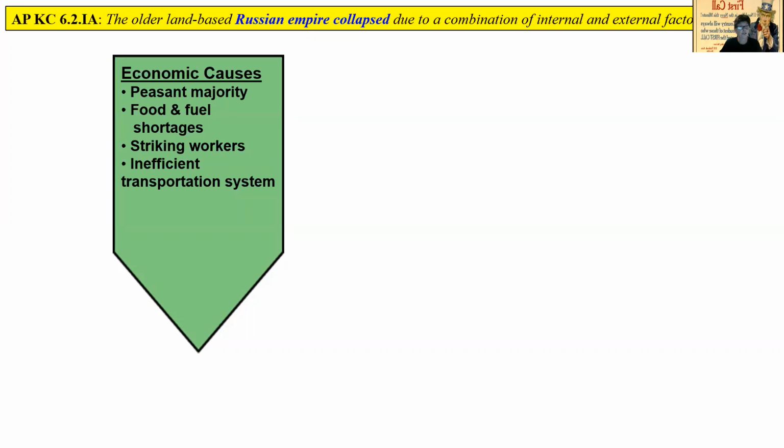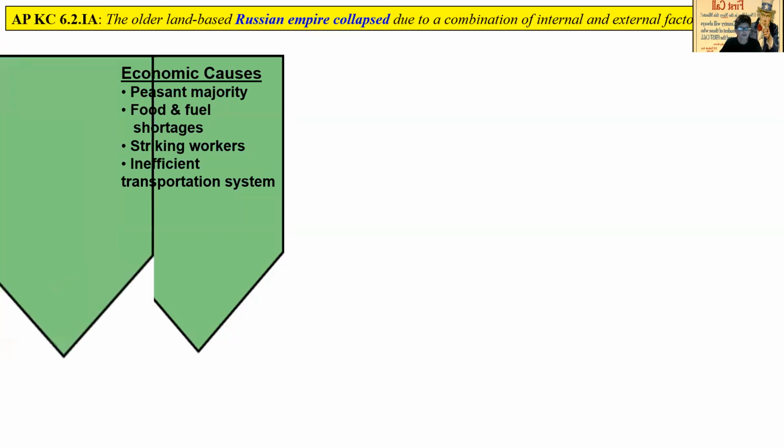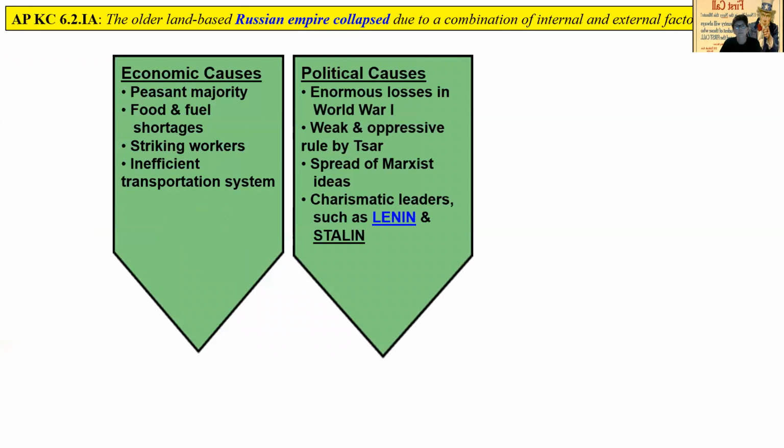There are strikes, an inefficient transportation system. Political causes: there are enormous losses in the war. There's a very weak and oppressive rule by Tsar Nicholas II. There's the spread of Marxist ideas, based on the Communist Manifesto published by Karl Marx in 1848. And you have charismatic leaders such as Lenin and Stalin. They're really able to fuel up the population.